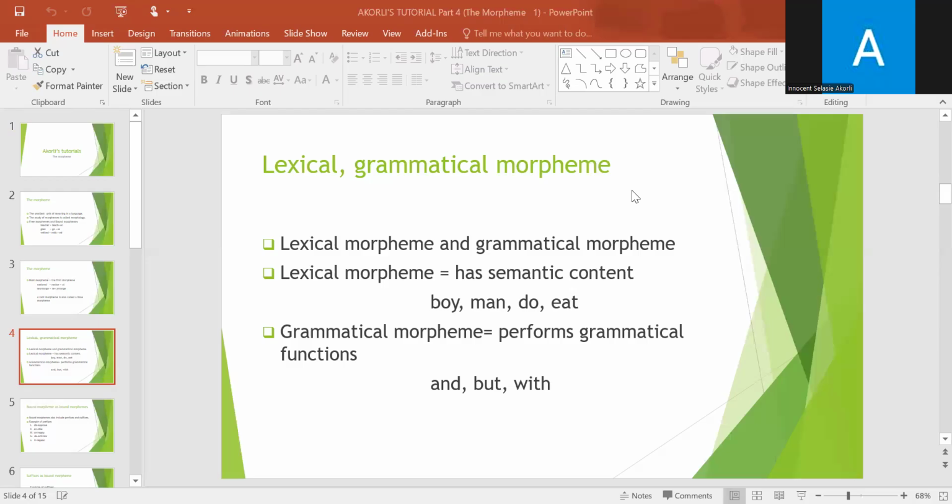And grammatical morphemes perform grammatical functions. In other words, it is when those morphemes are used in sentences or they are added to either root or base morphemes, then their functions become explicit. That is, they make meaning.